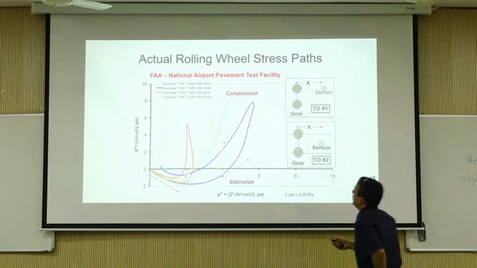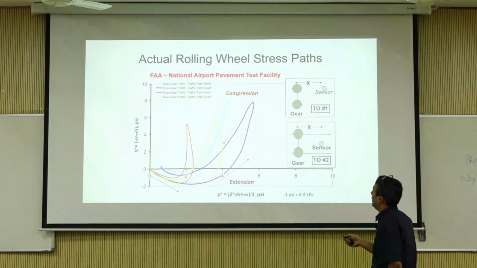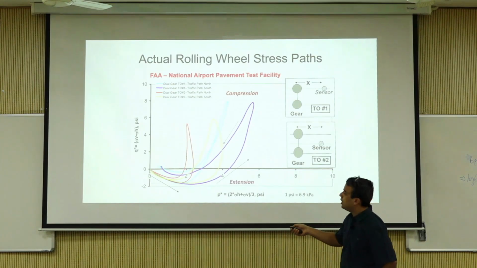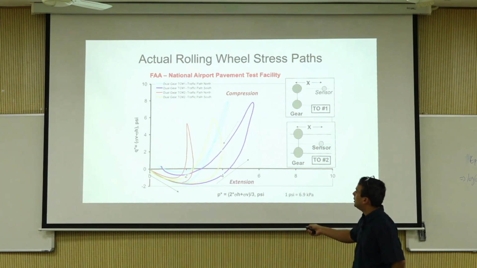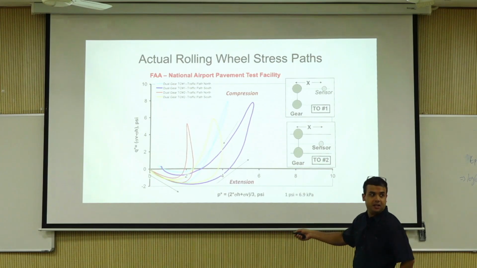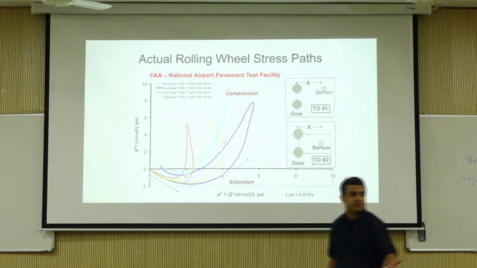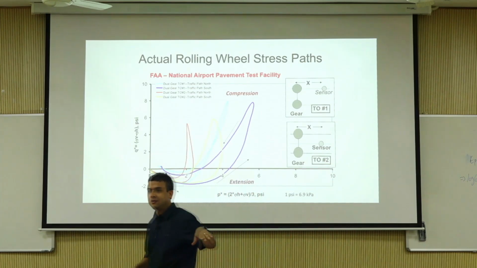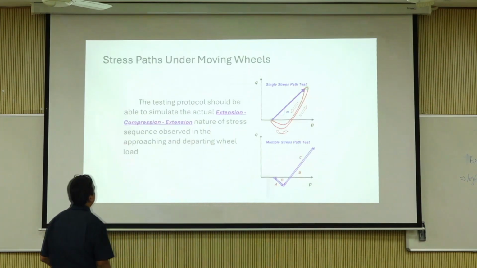This is some p and q for actual airfield measurements. Anything below is extension states, anything above is compression states. Remember, in our traditional testing, we always stay in the compression zone. We never go into extension. But real data is showing that your actual material is exposed to a lot of extension because of the moving wheel load and stuff. So that's the reason it's very important to stay there.